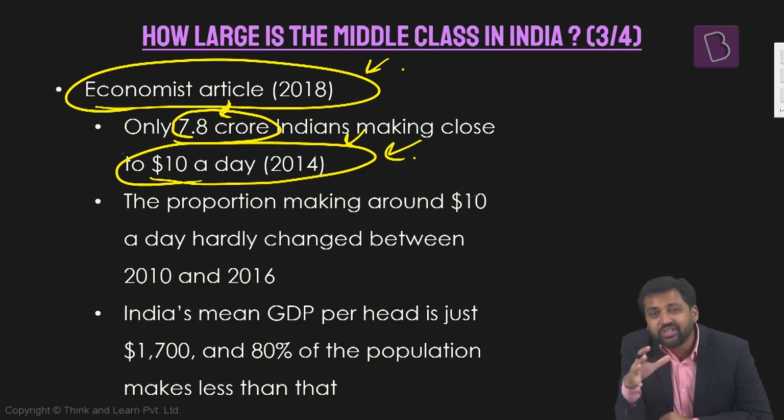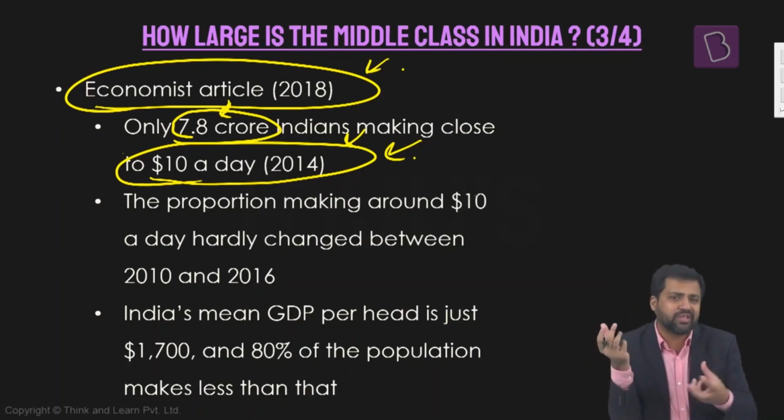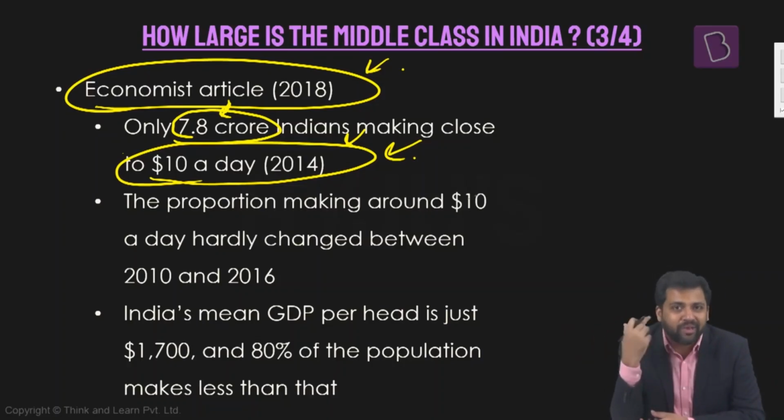Which implies a huge section of the population does not even make $10 a day. They're surviving on a lesser amount, which is again a cause for concern. So this shows that we have a large lower class, maybe. The middle class is not as huge. All this optimistic scenario might not have been on the basis of empirical evidence, on the basis of data.